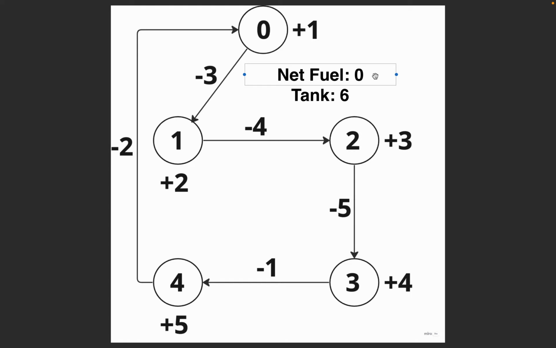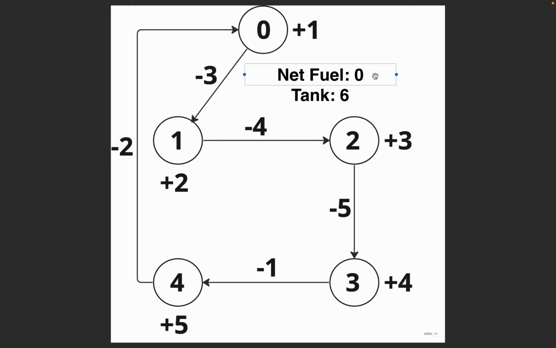Now, what does this number actually tell us? Well, if it is greater than or equal to 0, that means we had enough gas to complete the round trip, which means everything is all good. We can return 3 as our answer. If it is less than 0, then that means that we did not have enough gas to complete the round trip.